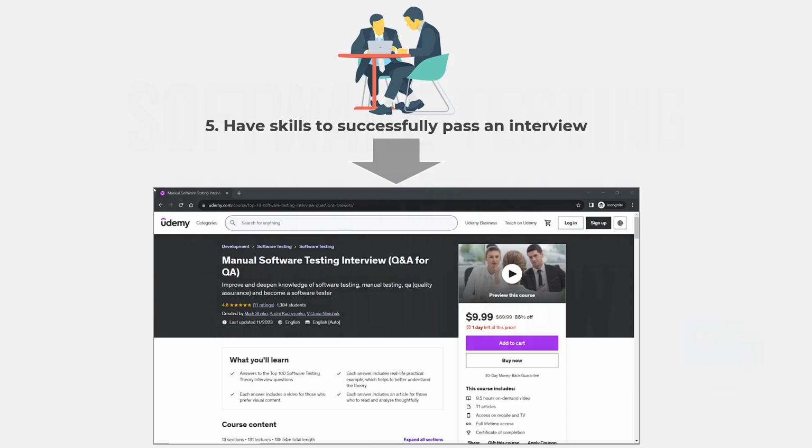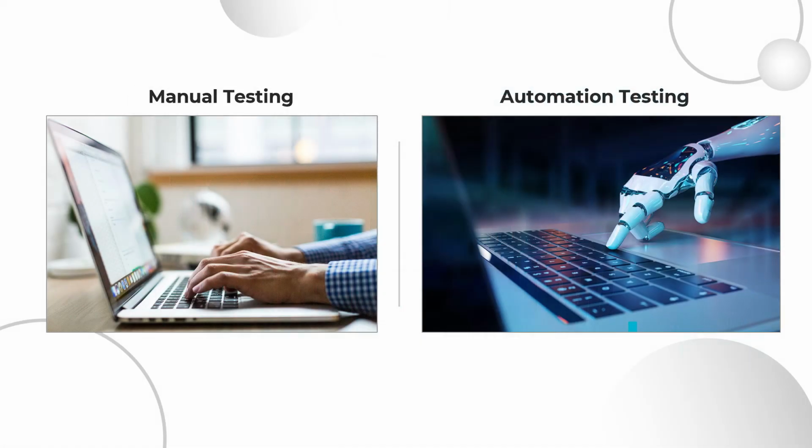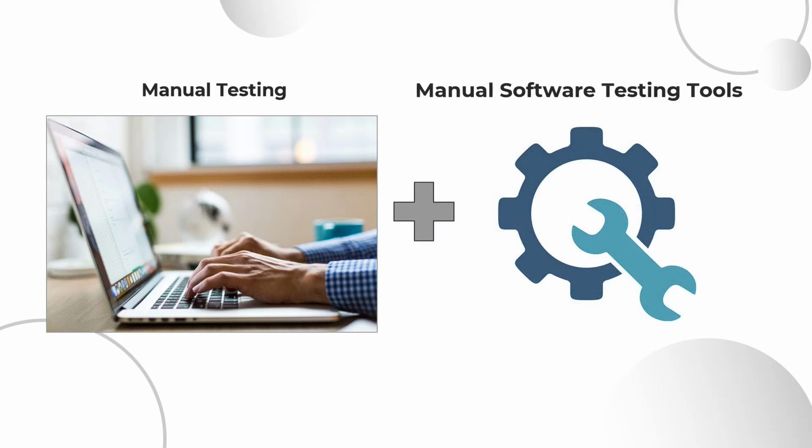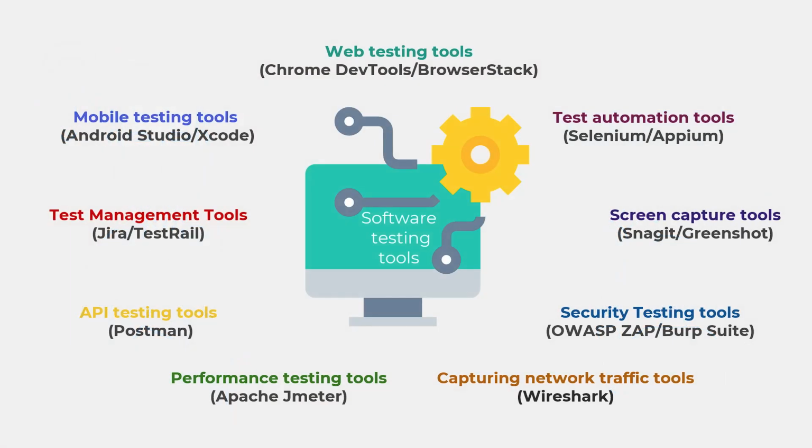Within this video, we will focus our attention on the question: software testing tools every QA should know. As you know, testing can be both manual and automated. Manual testing involves a human tester executing test cases without the aid of automation scripts or tools. However, manual testing can still be supported by various tools to enhance efficiency and accuracy. In the video, we will explain manual testing tools that do not include automation, but help improve the work of a manual tester. Let's consider what types of tools are available for testing.